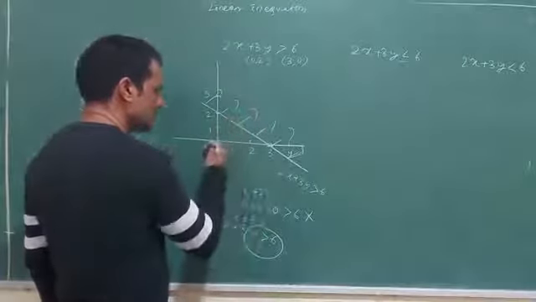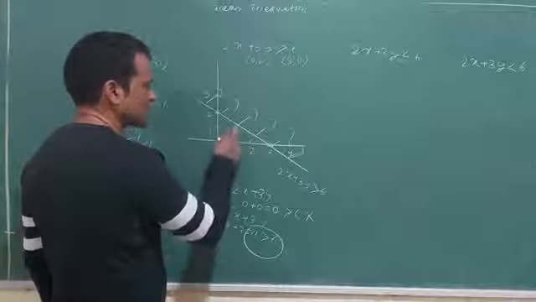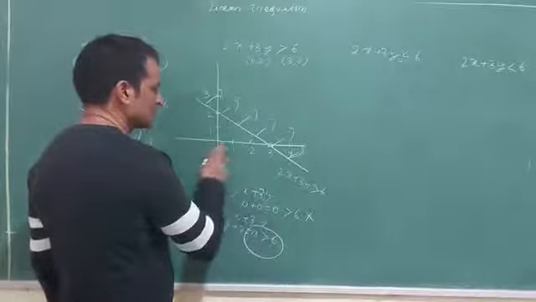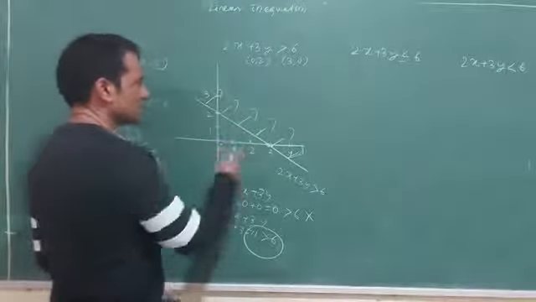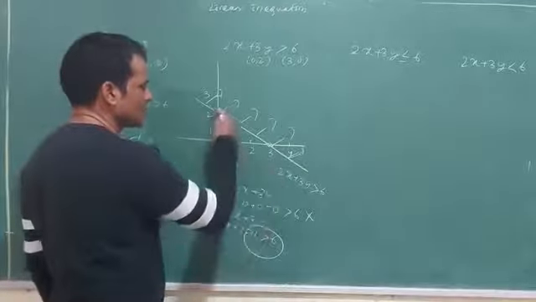If it is less than, you will come towards the origin, and the origin will satisfy the line. If it is greater than, the origin is not going to satisfy the line. So in this case, you can see that it is not satisfying, so I am going away.